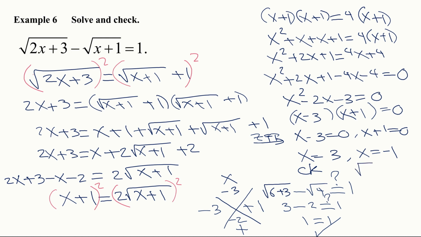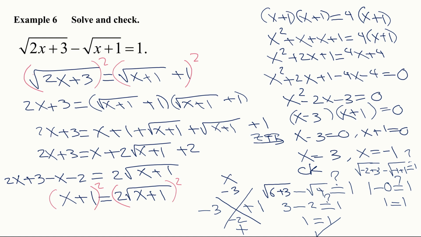So the square root of negative 1 times 2 is negative 2 plus 3, minus the square root of negative 1 plus 1. We want to know if that's equal to 1. So now this here is negative 2 plus 3, that's 1. The square root of 1 is 1. And this is negative 1 plus 1, which is 0. The square root of 0 is 0. We want to know if 1 minus 0 equals 1. And of course 1 minus 0 is 1, which is equal to 1.